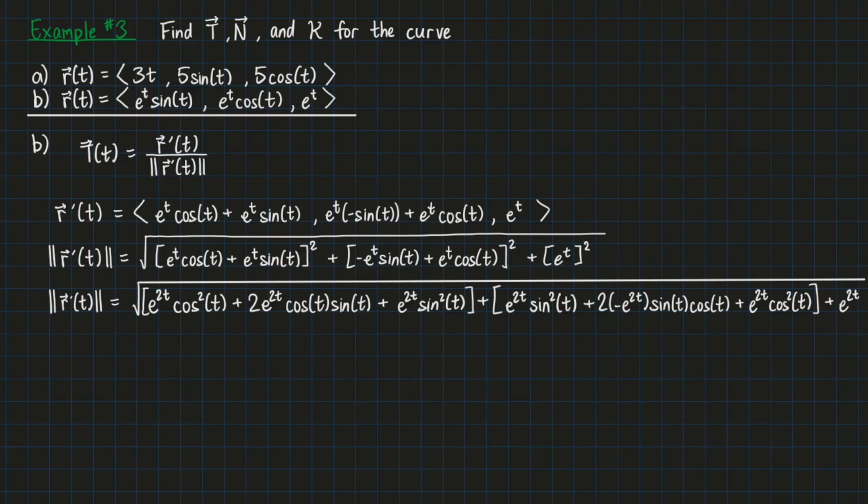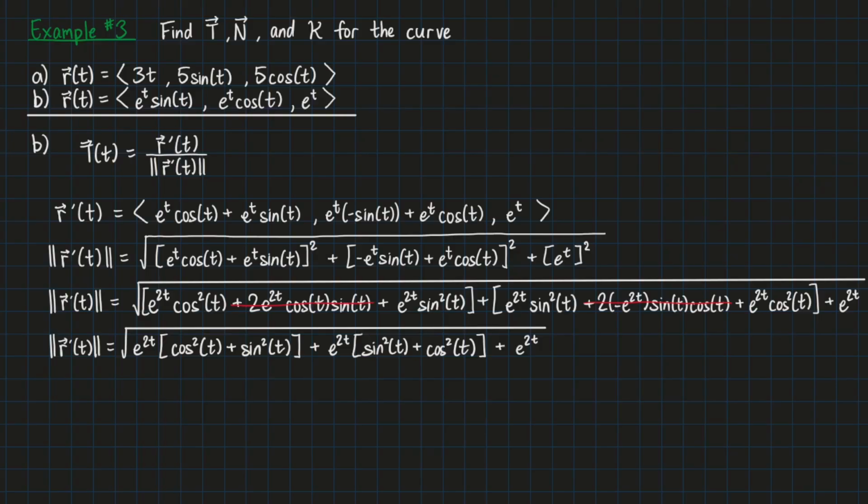Here we have 2 times e to the 2t cosine t sine t, and this term is a negative 2e to the 2t sine t cosine t. Adding both of these terms equals 0, so we can cancel them out. We can factor the e to the 2t's out.